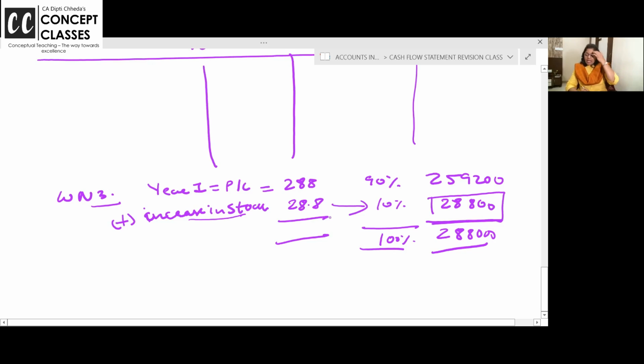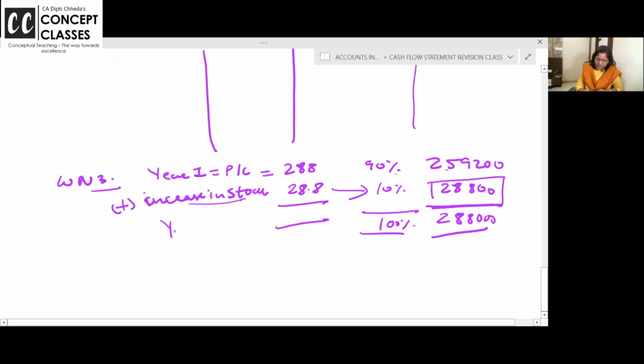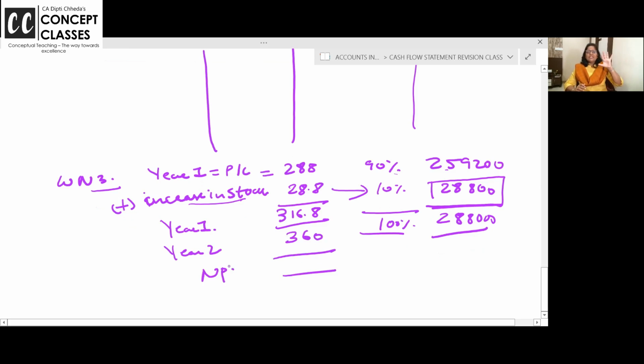Last year's stock was valued at 10% less. 259,200. If this is 90%, 10% कितना होगा? If you are adding in stock, your profit will also. So what is your year one correct profit? 288 plus 28.8, so 316.8. And what is your year two ka profit? That is correct. 360. So what is the net profit you have to take? Change in the P&L. Opening balance sheet it is 4 rupees. Closing it is 6 rupees. So 2 rupees is the change.